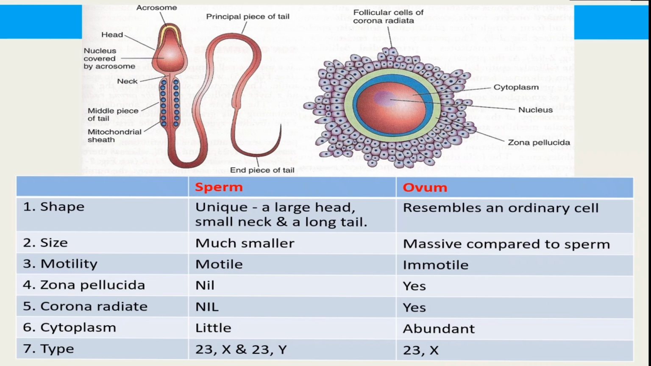The ovum has zona pellucida and corona radiata, which are lacking in the sperm. The ovum has abundant cytoplasm, whereas sperm possesses a little. Sperm are of two types, that is 23X and 23Y, whereas the ovum is of a single type, that is 23X.